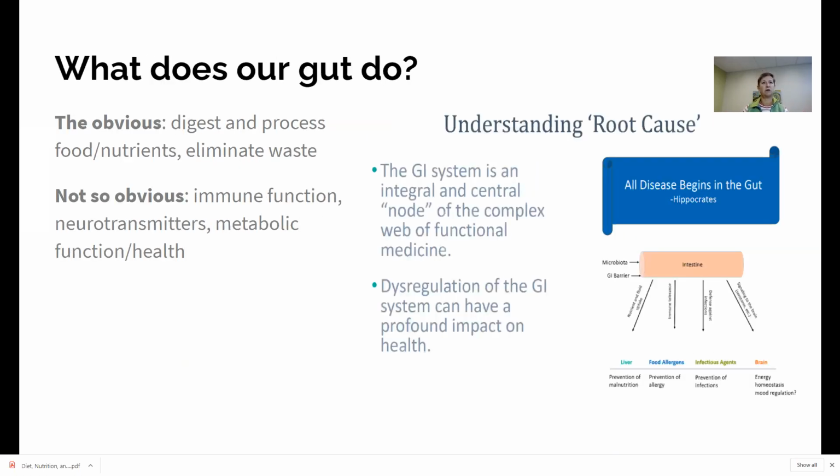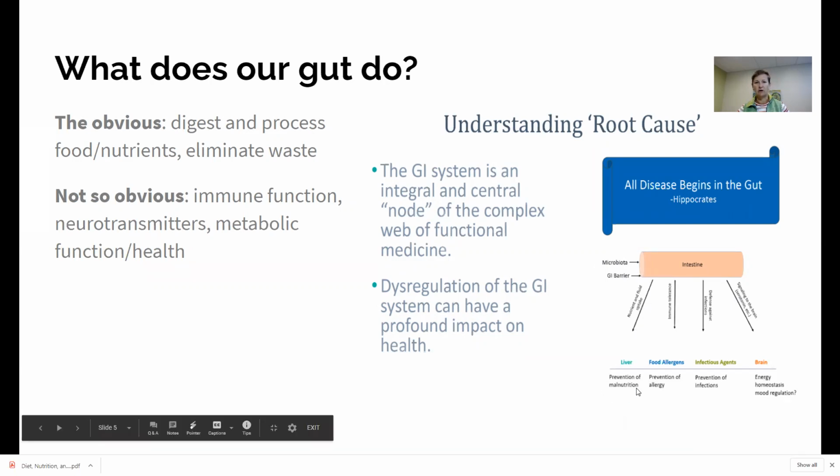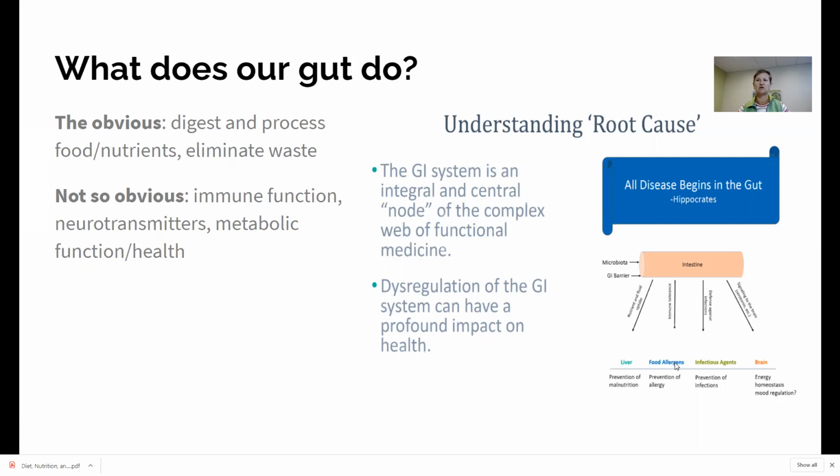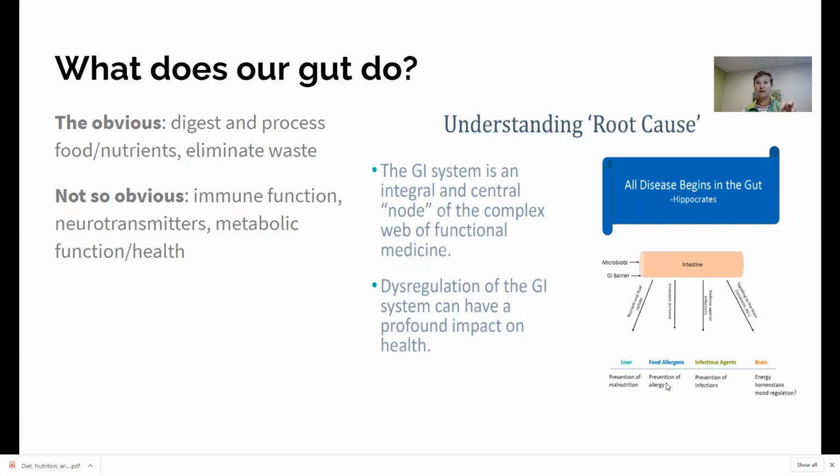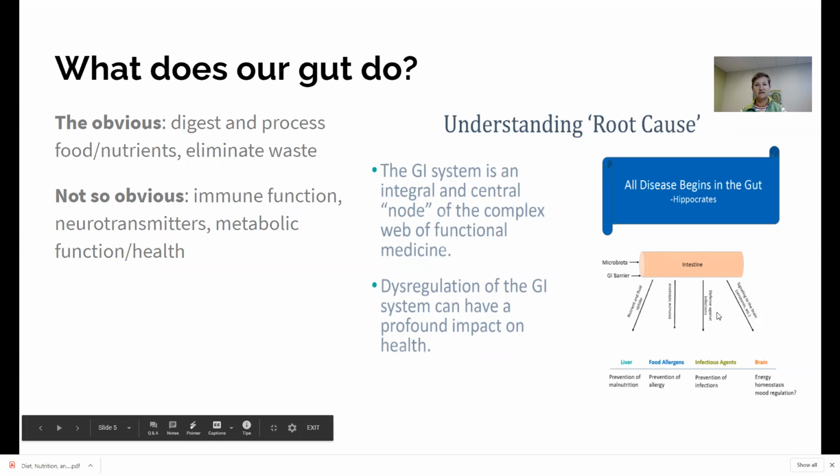So what does our gut do? The obvious things people understand: it digests and processes food and nutrients and eliminates waste. Not so obvious maybe is the immune function, the neurotransmitter function, the metabolic function. This slide came from one of my functional medicine slide decks. We have our intestine, and it's got lots of bugs in it, and we have this barrier, and so different things: nutrient and fluid uptake, the liver helps process some of those things, and our immune tolerance. This is where we start to think about food allergies or intolerances, prevention of allergies, and defense against infections.